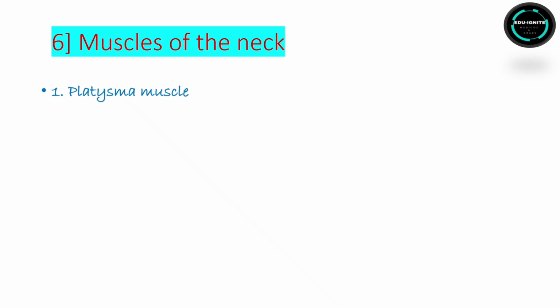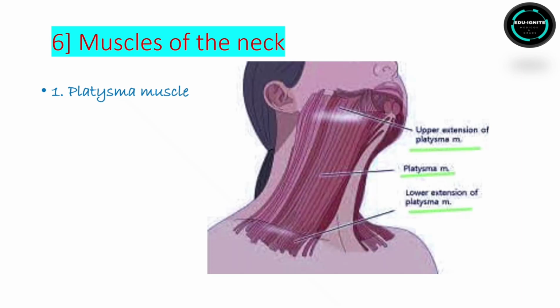Platysma muscle. This is the muscle of the neck. In this picture we can see the upper extension of platysma muscle and the lower extension of platysma muscle. Now we will see the facial muscles with their origin, insertion, action and nerve supply.